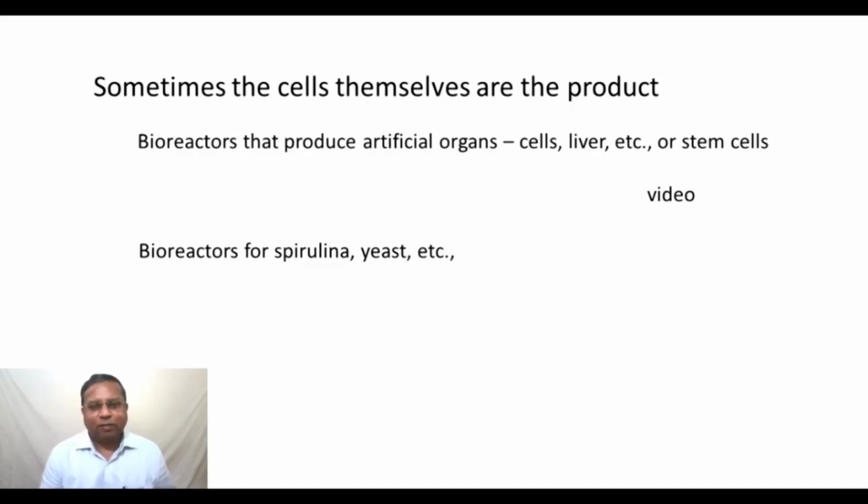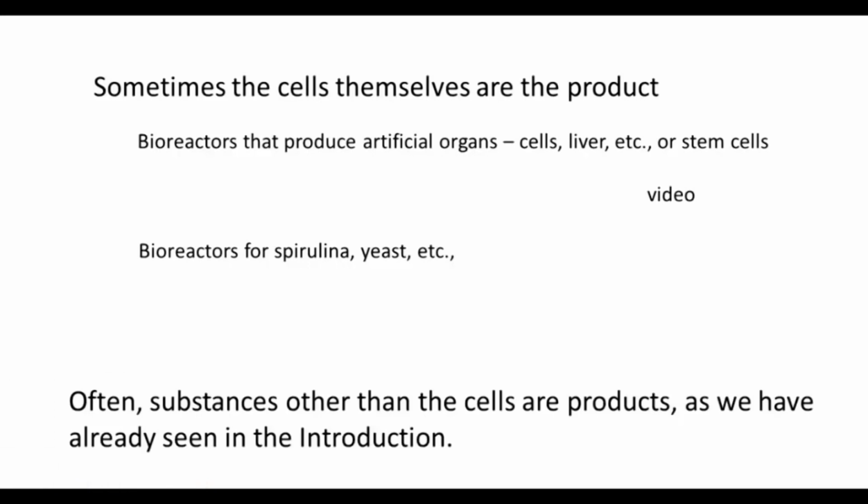Similar is the case with something called single cell protein. Single cell protein was very popular in the 1970s and 80s and so on as fodder for cattle. They are nothing but yeast cells, and they are also grown in bioreactors, processed, and then provided as fodder for the cattle. In these two cases, spirulina and single cell protein, the cells themselves are the products.